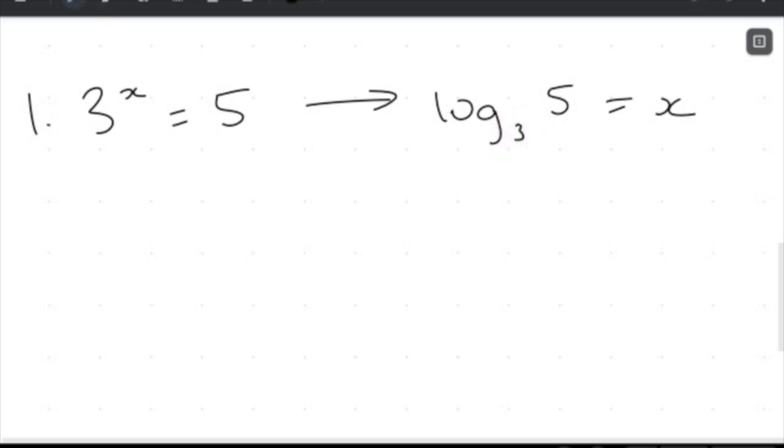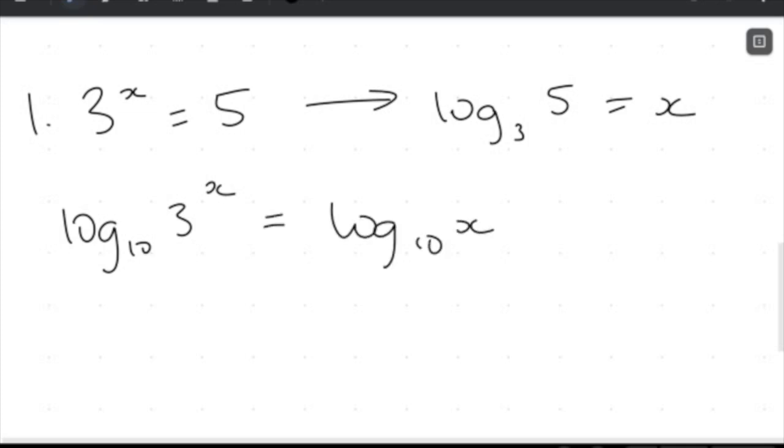So let's take the log to the base 10 of both sides. I'm going to get log to the base 10 of 3 to the power of x equals log to the base 10 of 5.